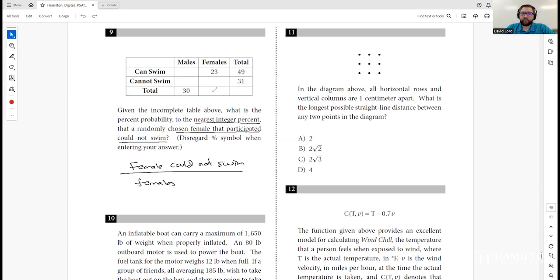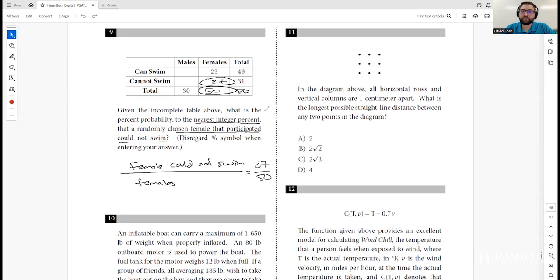Now, currently, we don't have the females total or the females that cannot swim. So we need to figure those out. I noticed that when I add up the totals on the far right margin, 49 plus 31 is going to be 80, which 80 minus 30 is 50. So that means the bottom has to be 50. And then 50 minus 23 is 27.